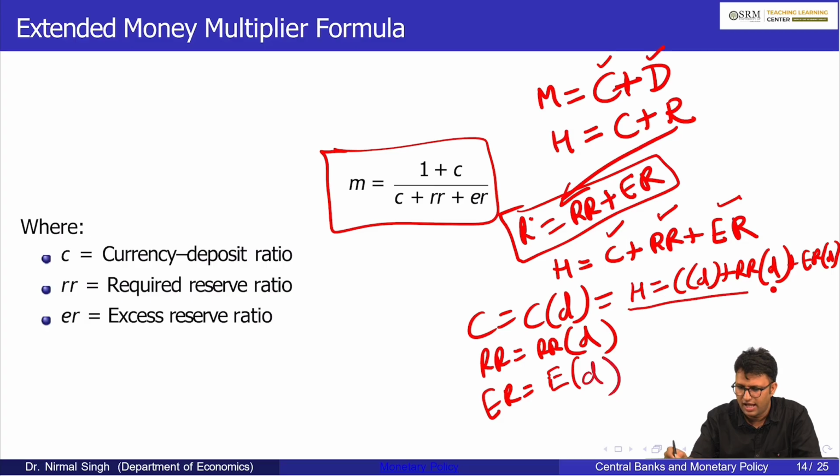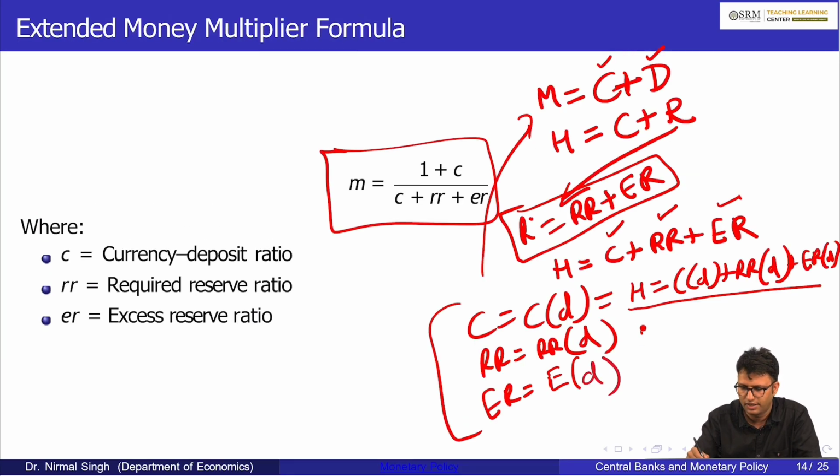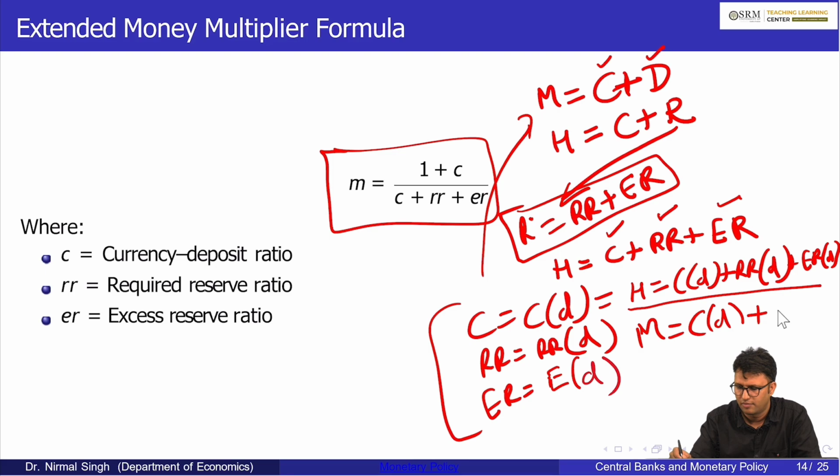So this is the H, and if we fill the value of this here in M, so M will become M is equal to C into D plus D.